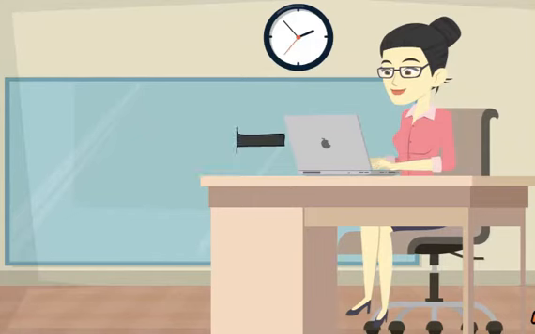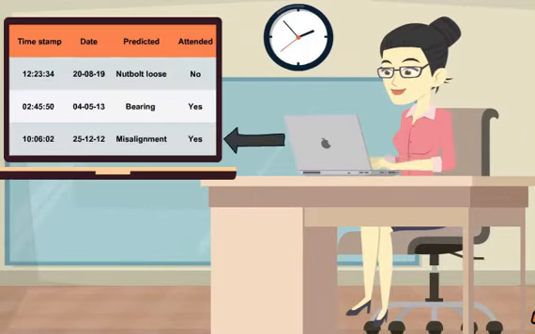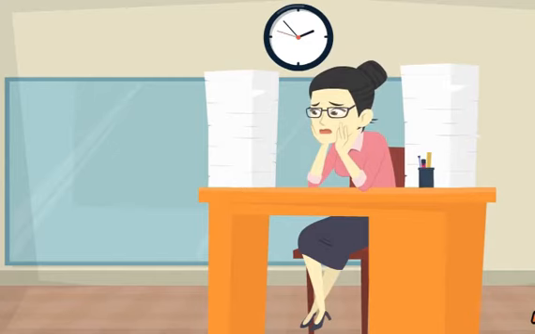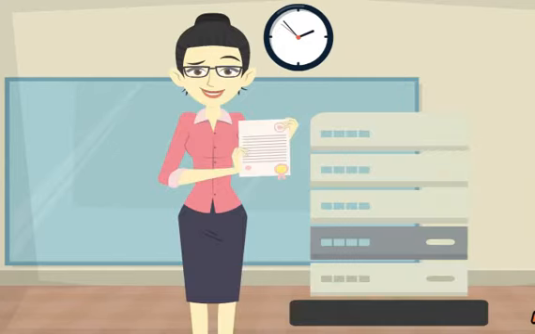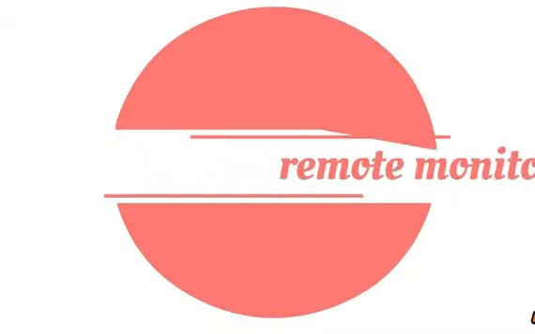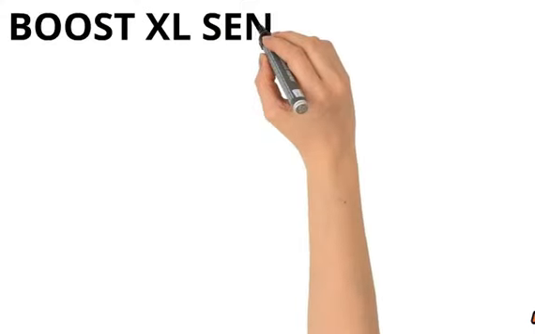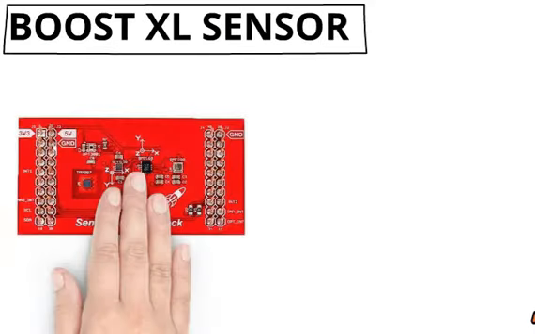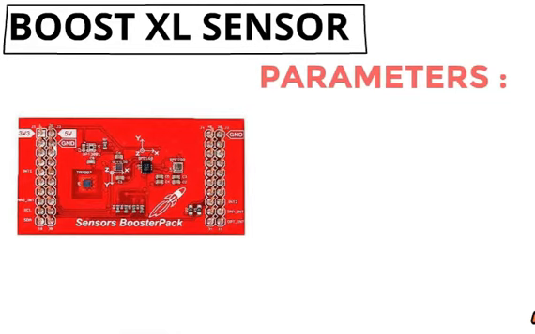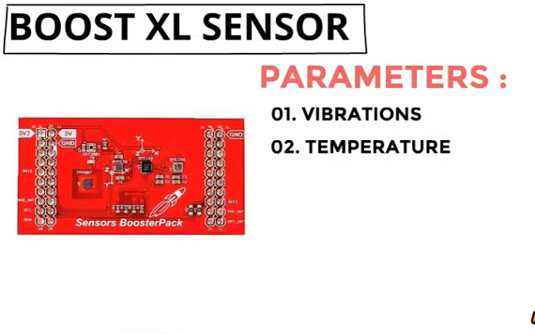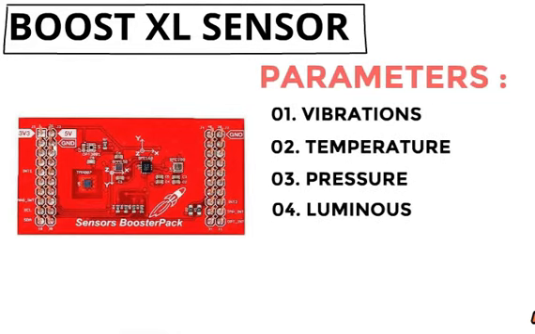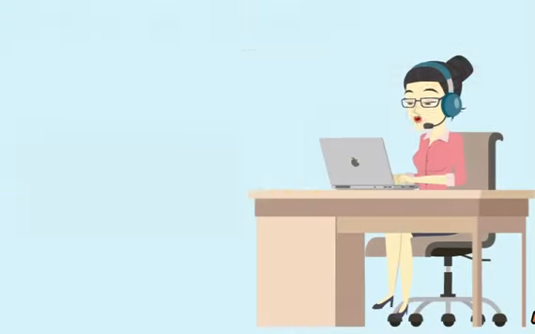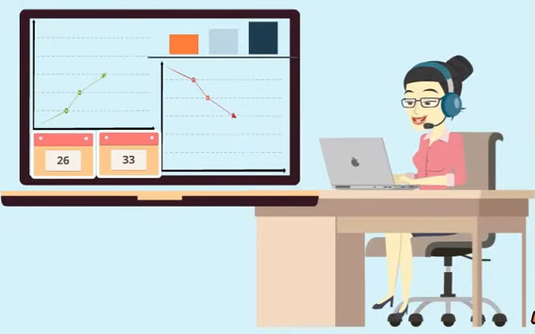Second is log maintenance. In this, all maintenance records, like what defects were arrested by the software and their details, are stored. Also, it is better than paperwork and can be printed if necessary. Next is remote monitoring. Along with the vibrations, the Boost XL sensor also has the ability to sense other parameters like temperature, pressure, luminance, etc.